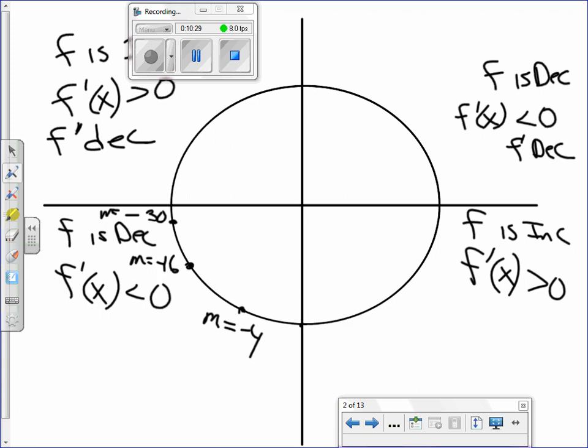And then over here? So look at these slopes as you go left to right. Are those slopes increasing or decreasing? Increasing. I know they're decreasing in magnitude, but they're increasing, going from negative 30 to negative 16. So the derivative is increasing in this quadrant.